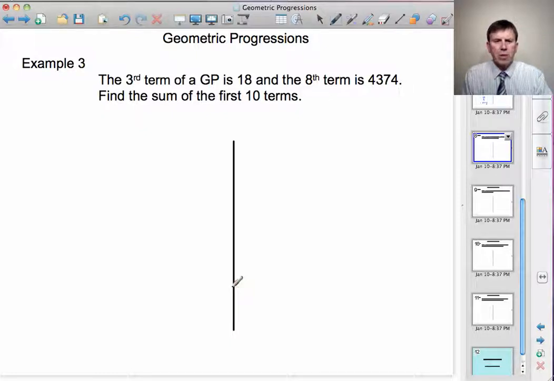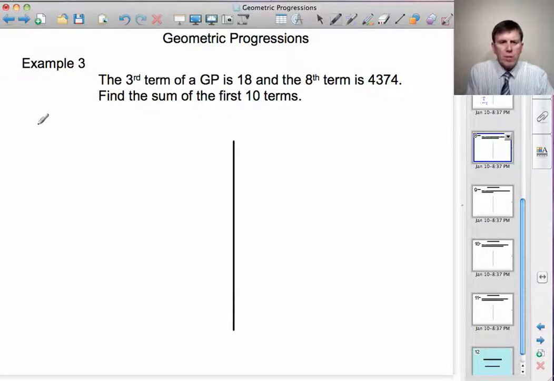Example 3. The third term of a GP is 18, and the eighth term is 4,374. Find the sum of the first 10 terms. This is a very common question at A level. They give you any two terms of the GP, and using those two terms, you're able to find A, the first term, and R, the common ratio.